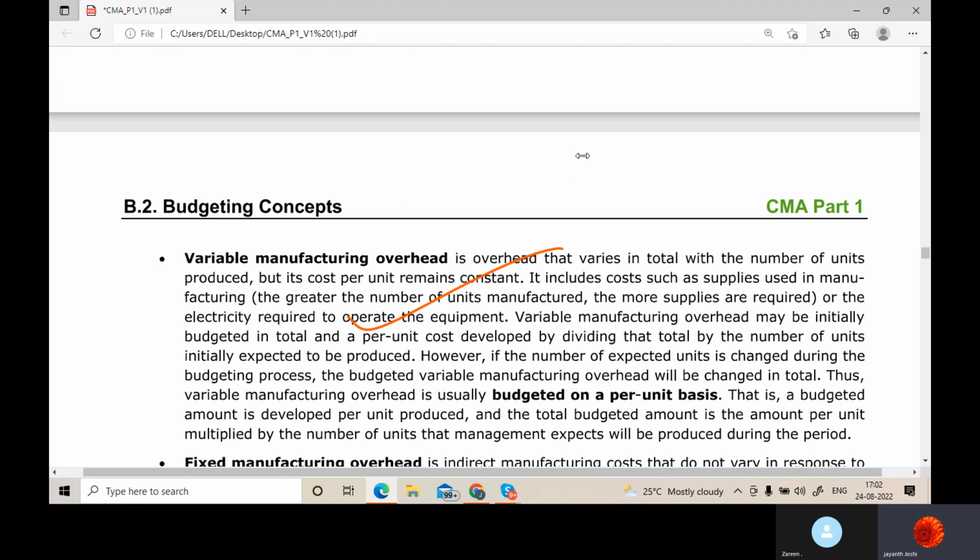Any clue? Yes, Zarina? Hello? So you can take some example like... what can I take? Yeah, so any clue if you have an example?